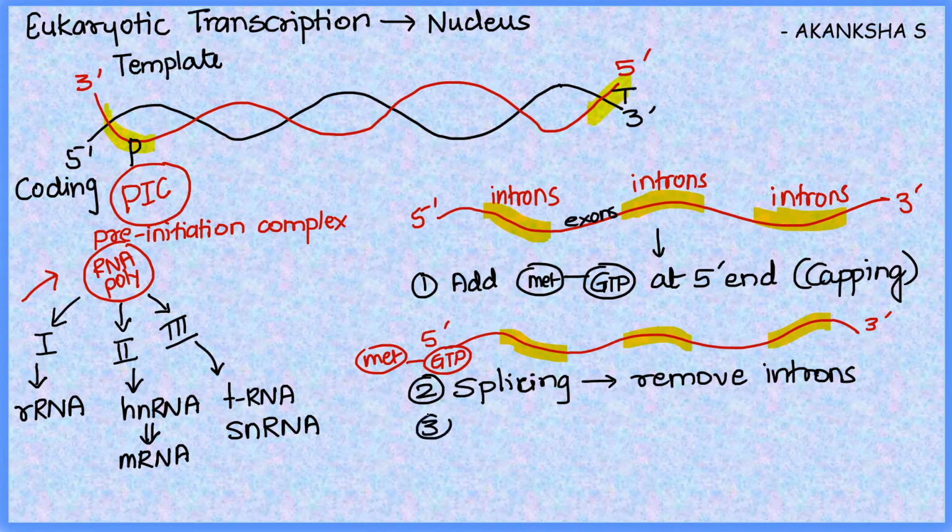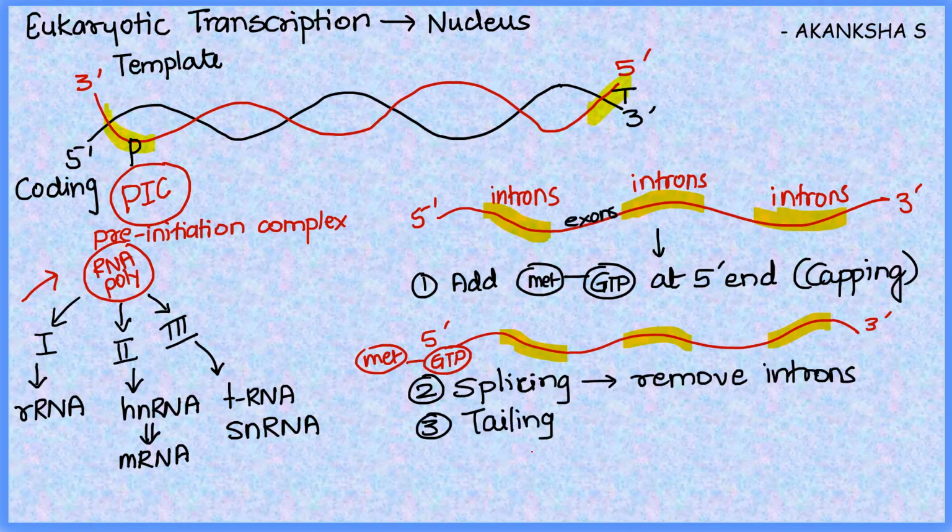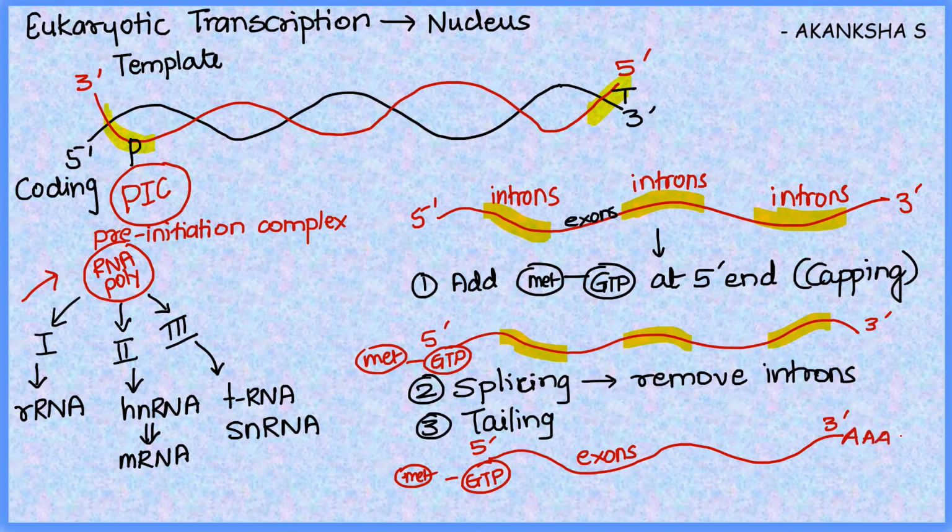And the third step is going to be tailing. Tailing is also called the polyadenylation step. Your now mature RNA will have at the 5' end a GTP molecule which is methylated. It would have only exons which are coding for proteins, and at the 3' end it would have a poly A tail.